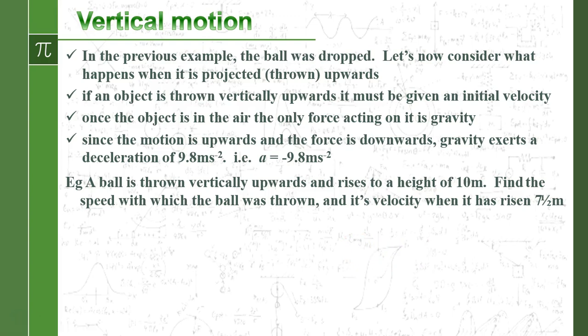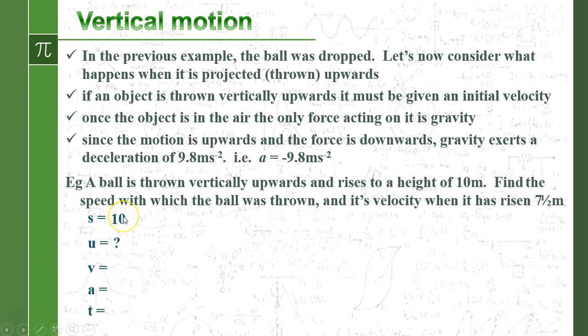The ball is thrown vertically upwards, rises to a height of 10 meters. Find the speed with which the ball is thrown and its velocity when it's risen 7.5 meters. So we're going to take those two bits in two parts. I'm going to deal with the speed bit first, the speed with which it was thrown, which is u. So it rises to a height of 10 meters. The speed at which it was thrown, that's the thing we're trying to find.